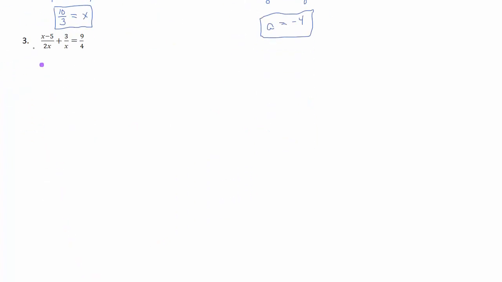Might look a little bit different because we have this binomial in the numerator, but still look at all the denominators. We have a 2x, we have an x, and we have a 4. Let's find that LCD. So 2x is really 2 times x, and 4 is really 2 times 2. So I know I need to have a 2 in the LCD. I need an x. Is that it?